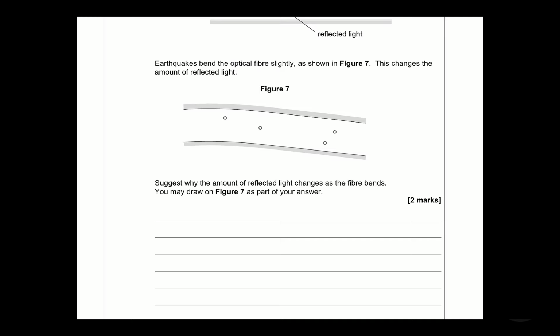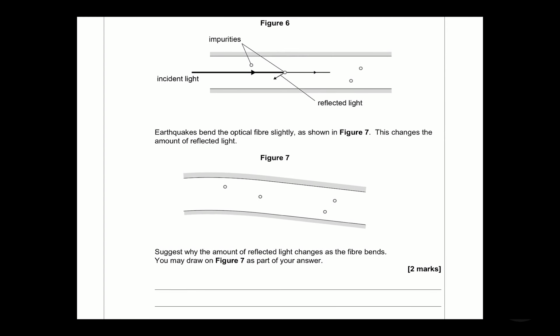Okay, so here, let me draw my diagram. It says draw your diagram. So look, this light goes through here, and it will reflect. Okay, so suggest why the amount of reflected light changes. So it is possible that because of impurities it will change.